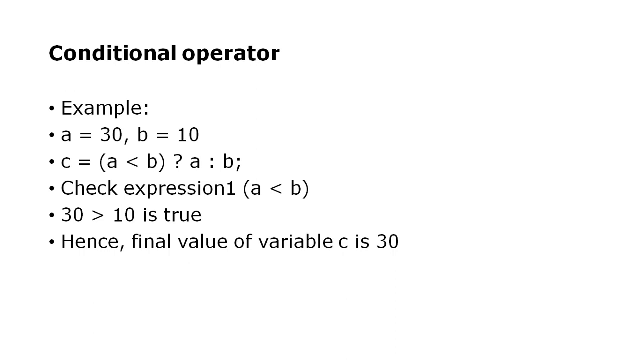So see the example here. A is equal to 30, B is equal to 10, C is equal to A less than B. Check the expression, that is A less than B, 30 greater than 10 is true. Now I will show you one example on this conditional operator by writing a program.